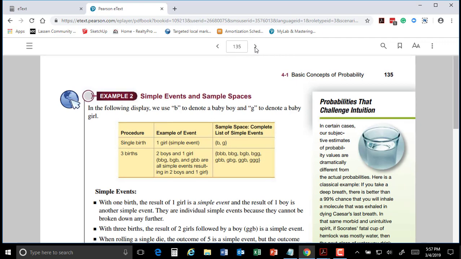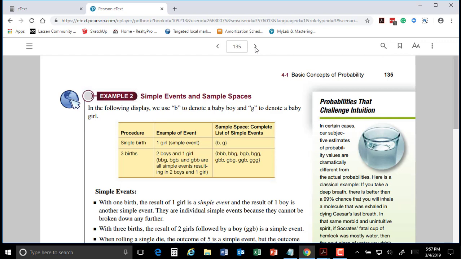This is an example. Example of event: one girl. These are the possible outcomes: boy, girl. Here are 3 births. We could have boy, boy, boy. We could have... Do you believe that having a girl as a baby affects the next baby? So we could say that these are independent events, couldn't we?